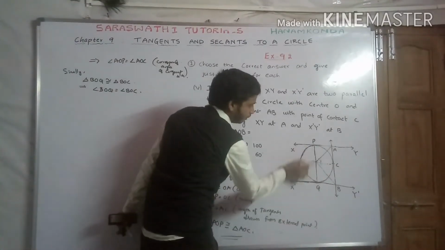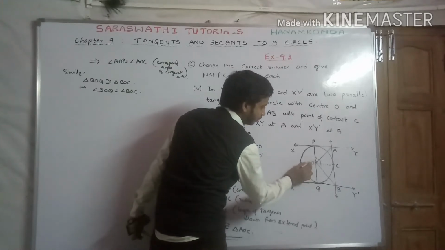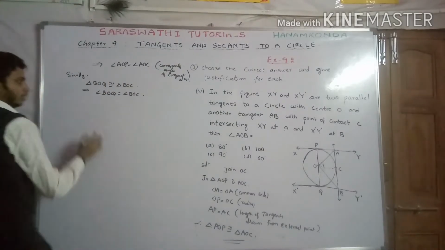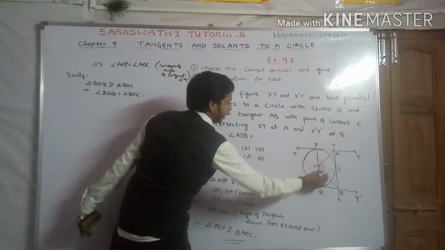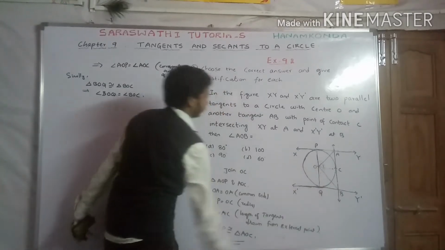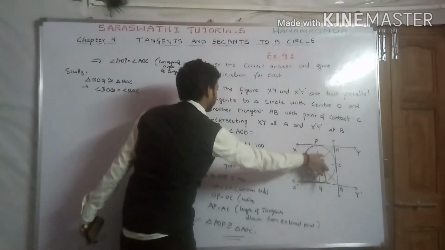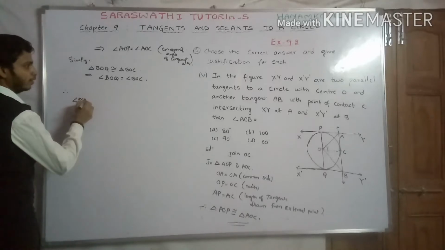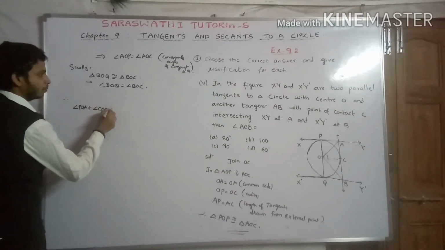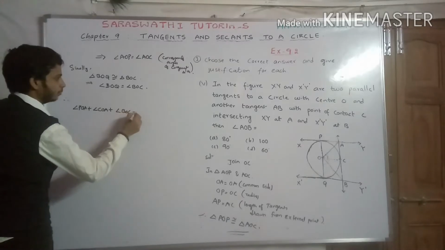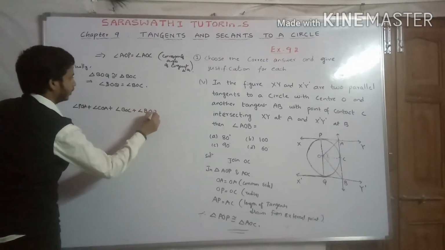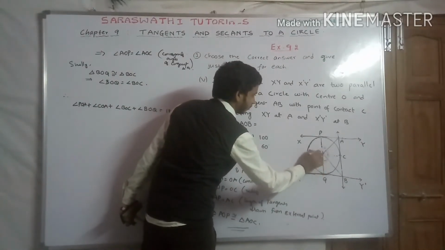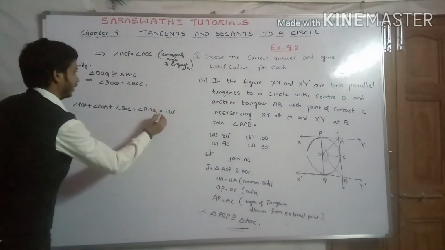Now POQ is a straight line, so angle POQ is 180 degrees. That means if we add all four angles, POA, AOC, COB and BOQ, the sum must be equal to 180 degrees. Therefore angle POA plus angle COA plus angle BOC plus angle BOQ equals 180 degrees, since the straight line consists of 180 degrees.